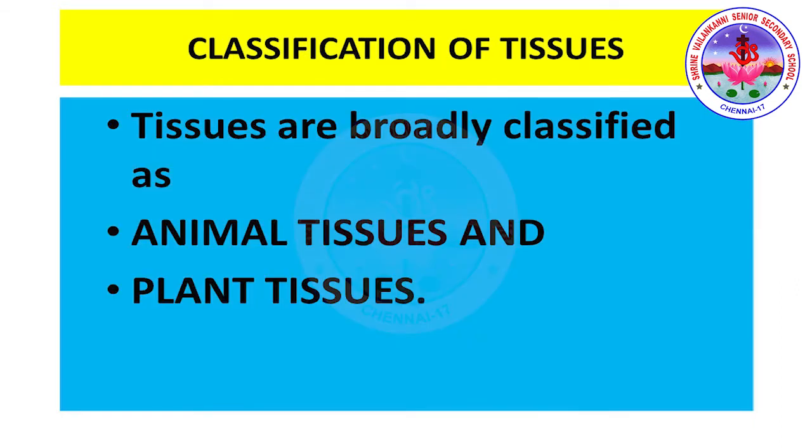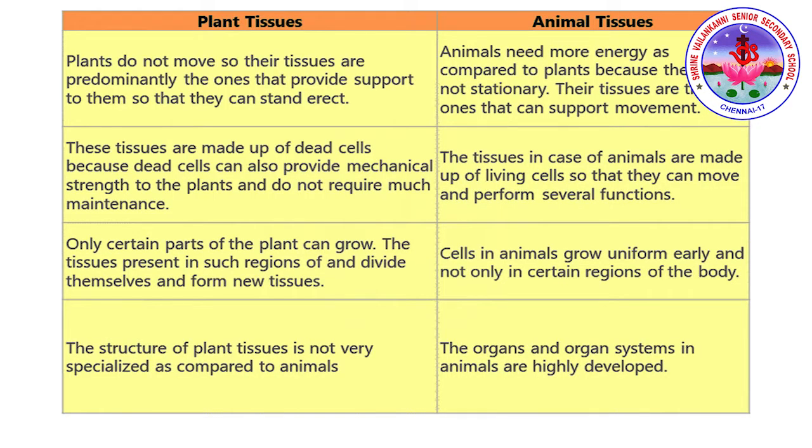Next we move on to classification of tissue. Tissues are broadly classified as animal tissue and plant tissue. So tissues are of two types, one is animal and the other is plant tissue. What is the difference between plant tissue and animal tissue? Plants do not move, so the tissues are predominantly the ones that provide support so they can stand erect. Plants are sessile in nature, so they do not need any locomotion at all. The plants stand erect in one position. For that, the tissue is adapted like that and provides support to them.